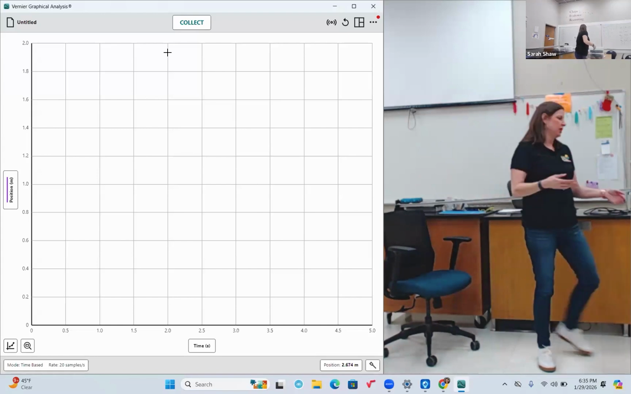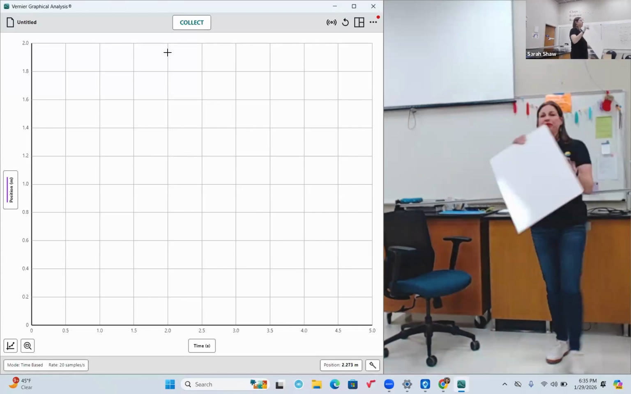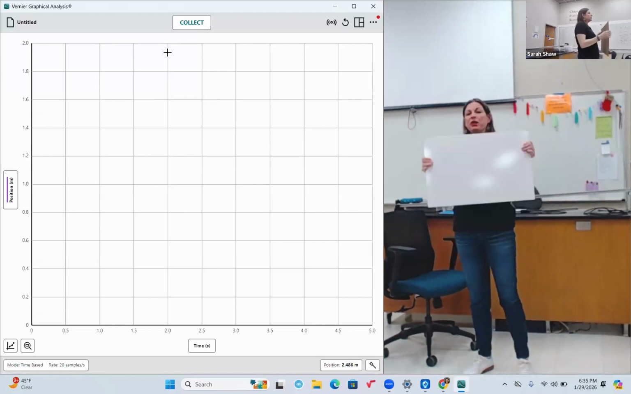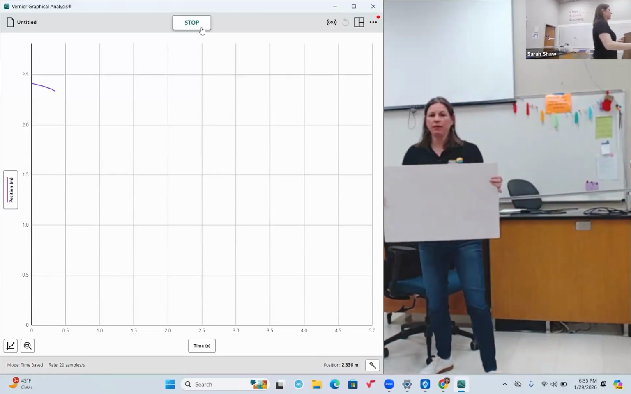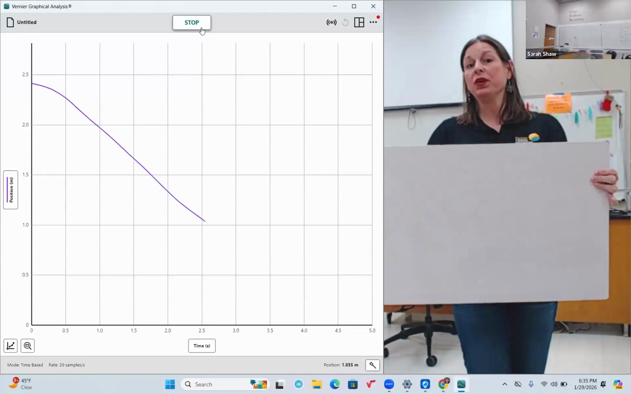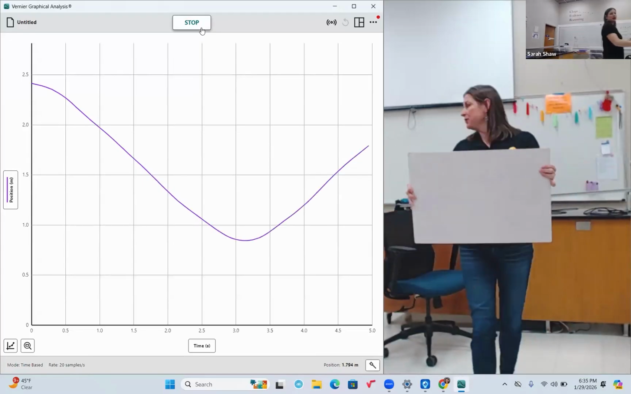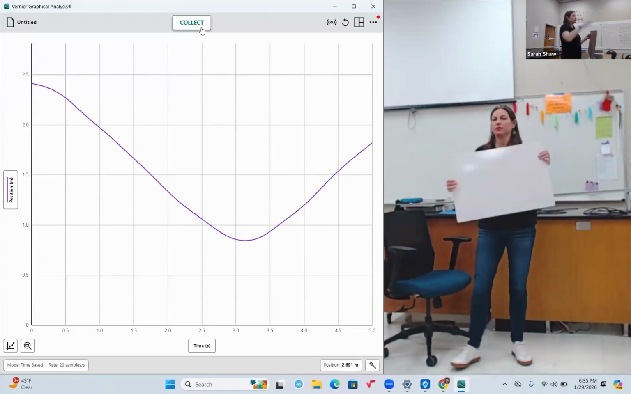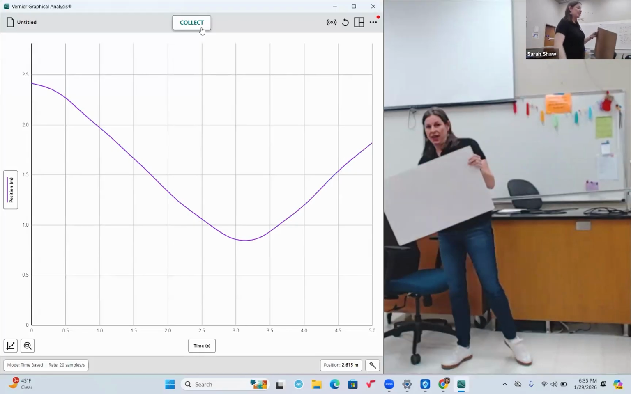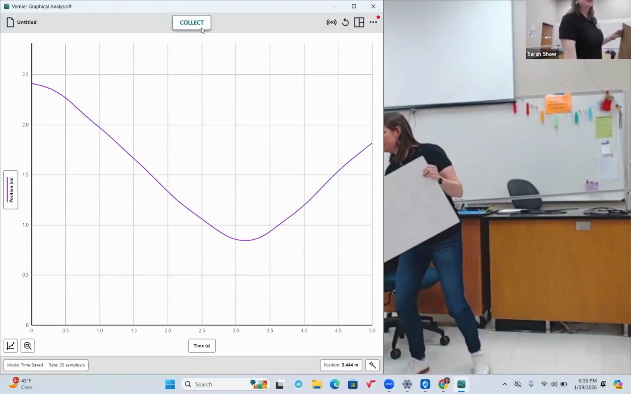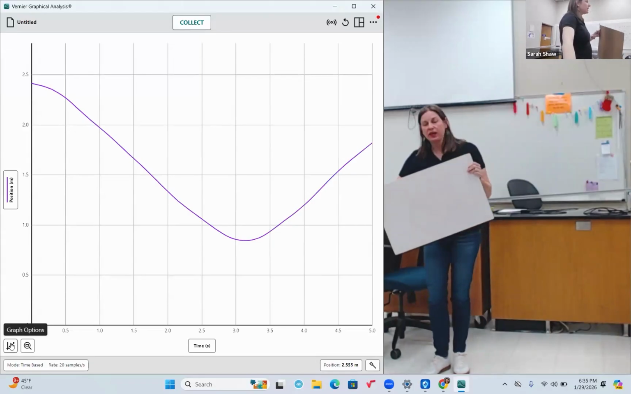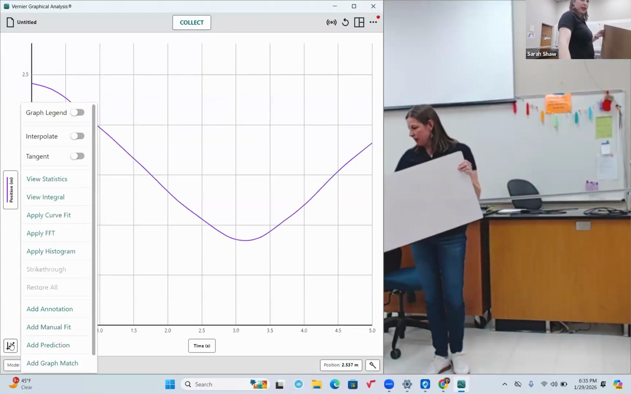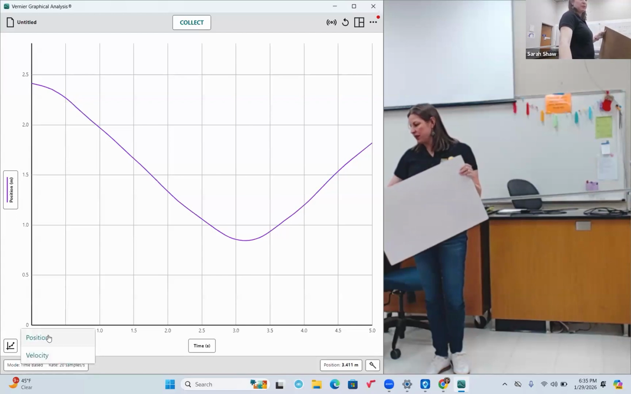For the graph matching lab, I am trying to get students to understand how position time graphs and velocity time graphs work. I first have them walk back and forth with the motion detector, so they can figure out that moving toward the motion detector is the negative direction and moving away is the positive direction, because they can't change that part. For this lab, Vernier has this lovely thing: you come down to this graph icon and go to add graph match. The students see this position time graph.